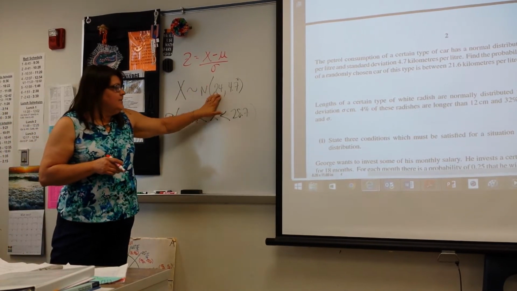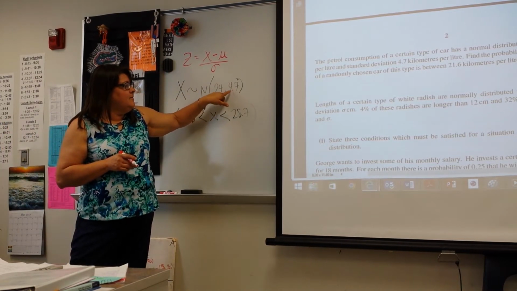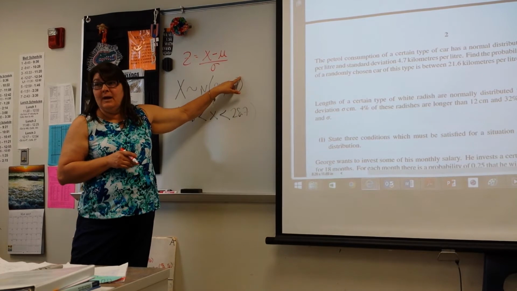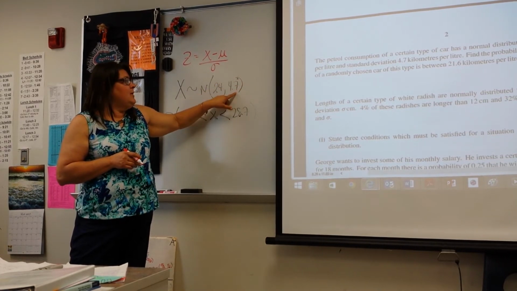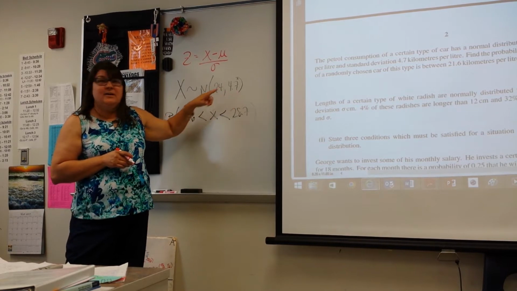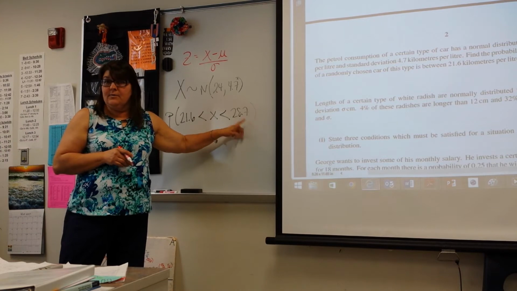Do you guys agree this is the mean? Yes. 4.7 squared is a variance, right? But what's the mean of it? I mean the 4.7. 4.7 is a standard deviation. And in this case, my x is different here, so I have two different ones.